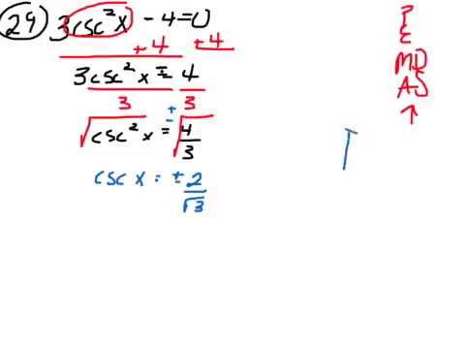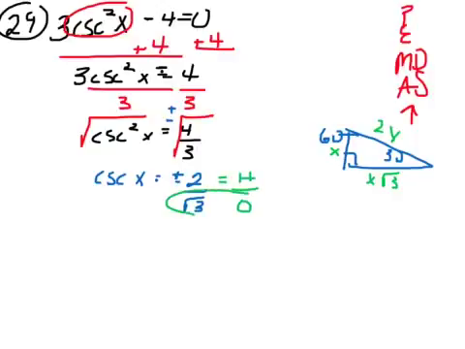Okay, so again, we're looking at a 30, 60, 90, aren't we? Because we see that square root of 3 and a 2. Remember, this was labeled in a different color over here. This would be x, this would be x square root of 3, and this would be 2x. So cosecant is the reciprocal of sine, right? So if sine is opposite over hypotenuse, this is hypotenuse over opposite. Which angle has an opposite side of square root of 3? What angle am I talking about here?